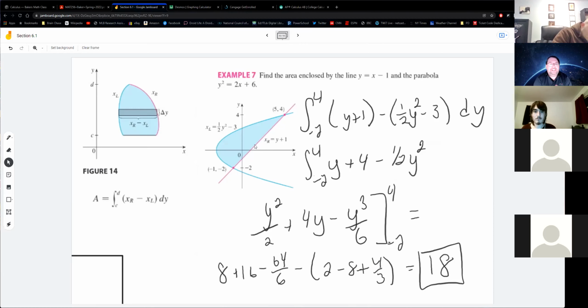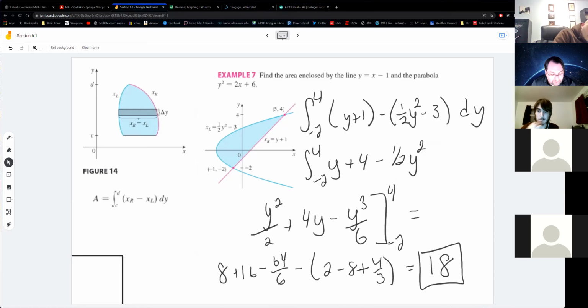If you swap these, if you screwed it up and put the blue one first, your answer would just come out to be negative 18. Which, if you think about it, doesn't make sense because I can't have negative area. So the only thing that changes is your sign. Okay, thank you. No problem.